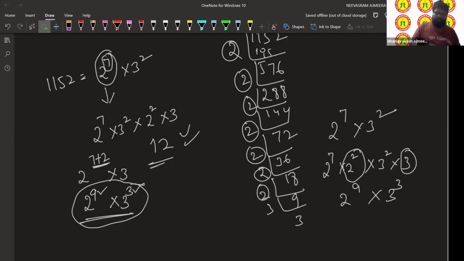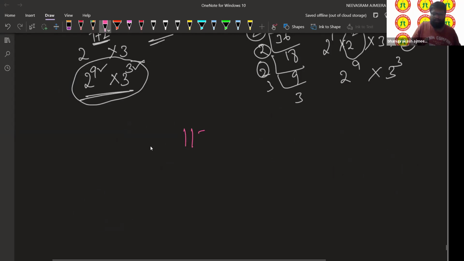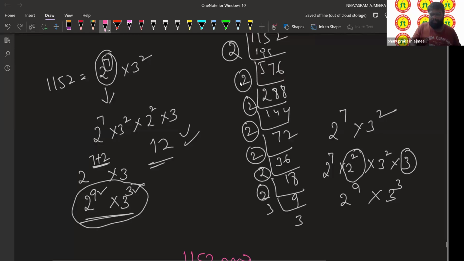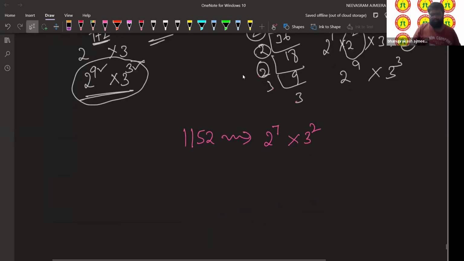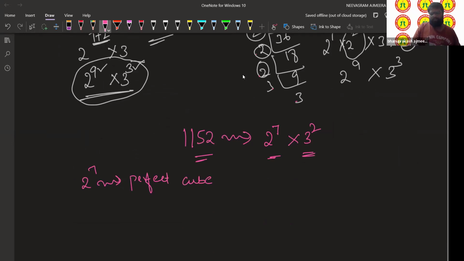So let me tell you once again here. How do you write 1152 here? After prime factorization, here 2 is multiplying how many times? 1, 2, 3, 4, 5, 6, 7. So 2 is multiplying 7 times and 3 is multiplying 2 times. So I can write it in this way. Is 2 power 7 a perfect cube? Please tell this. Is 2 power 7 a perfect cube?